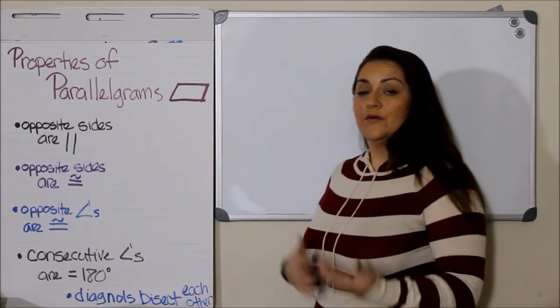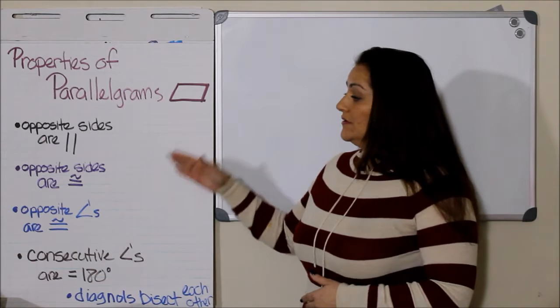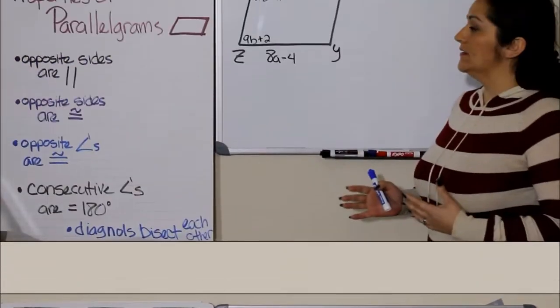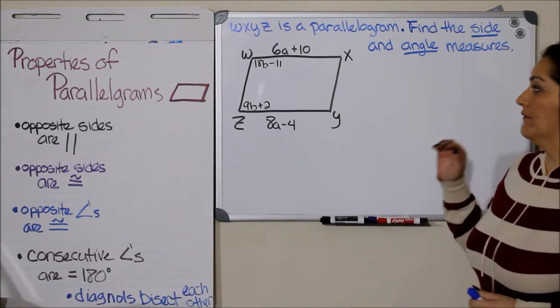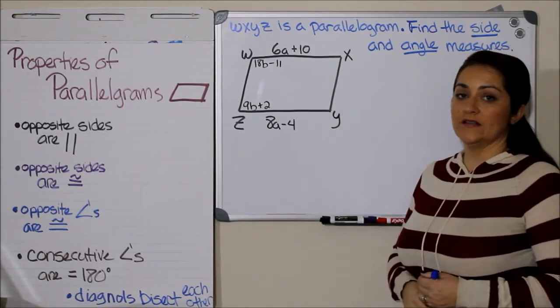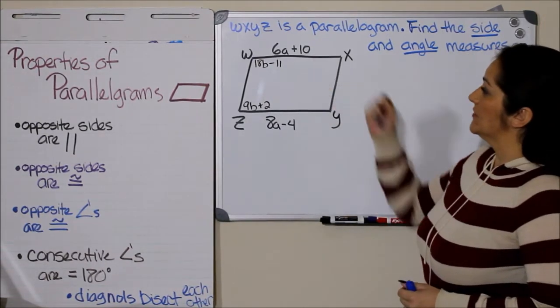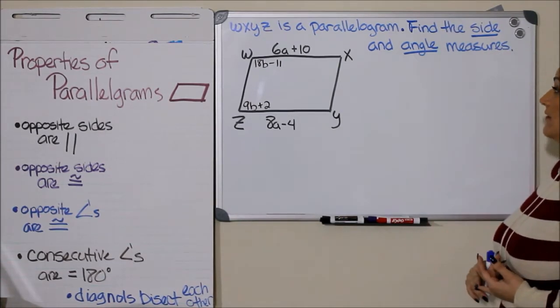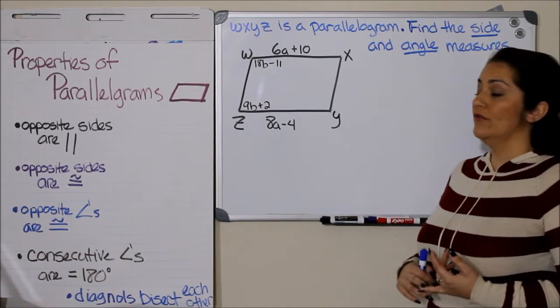So what we're going to do is solve a few problems using these properties to help us set up and get the final answer. In this example, we are going to solve for parallelogram WXYZ. So here the instructions say WXYZ is a parallelogram. Find the side and the angle measures.